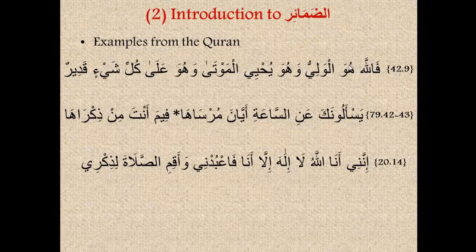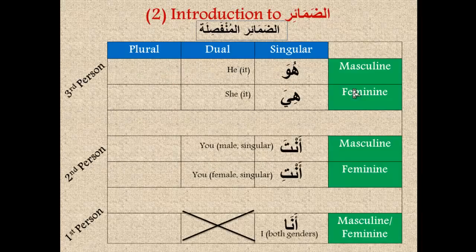Allah says, فَاللَّهُ هُوَ الْوَلِيُّ وَهُوَ يُحْيِي الْمَوْتَى وَهُوَ عَلَى كُلِّ شَيْءٍ قَدِيرٌ. And in this verse, we have 3 instances of the pronoun huwa.